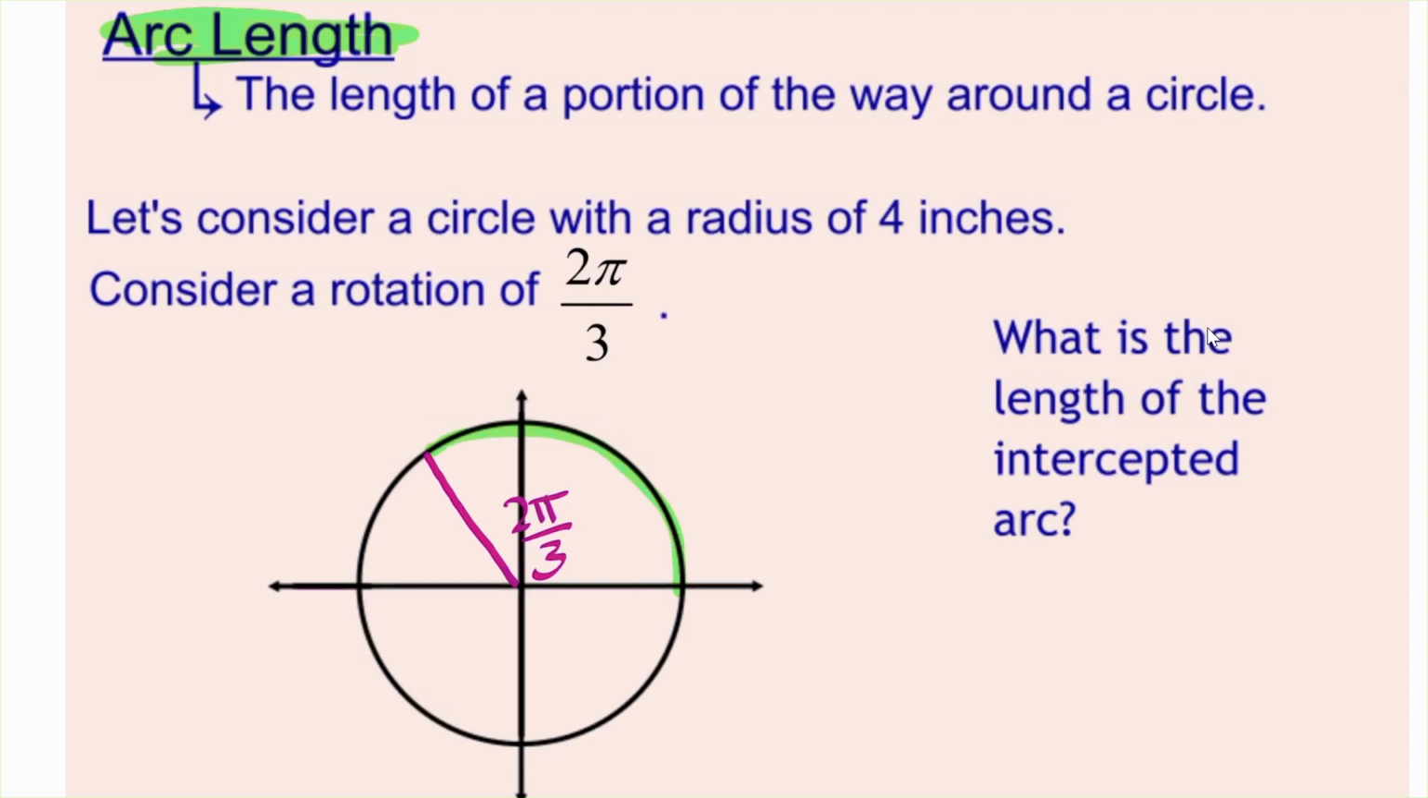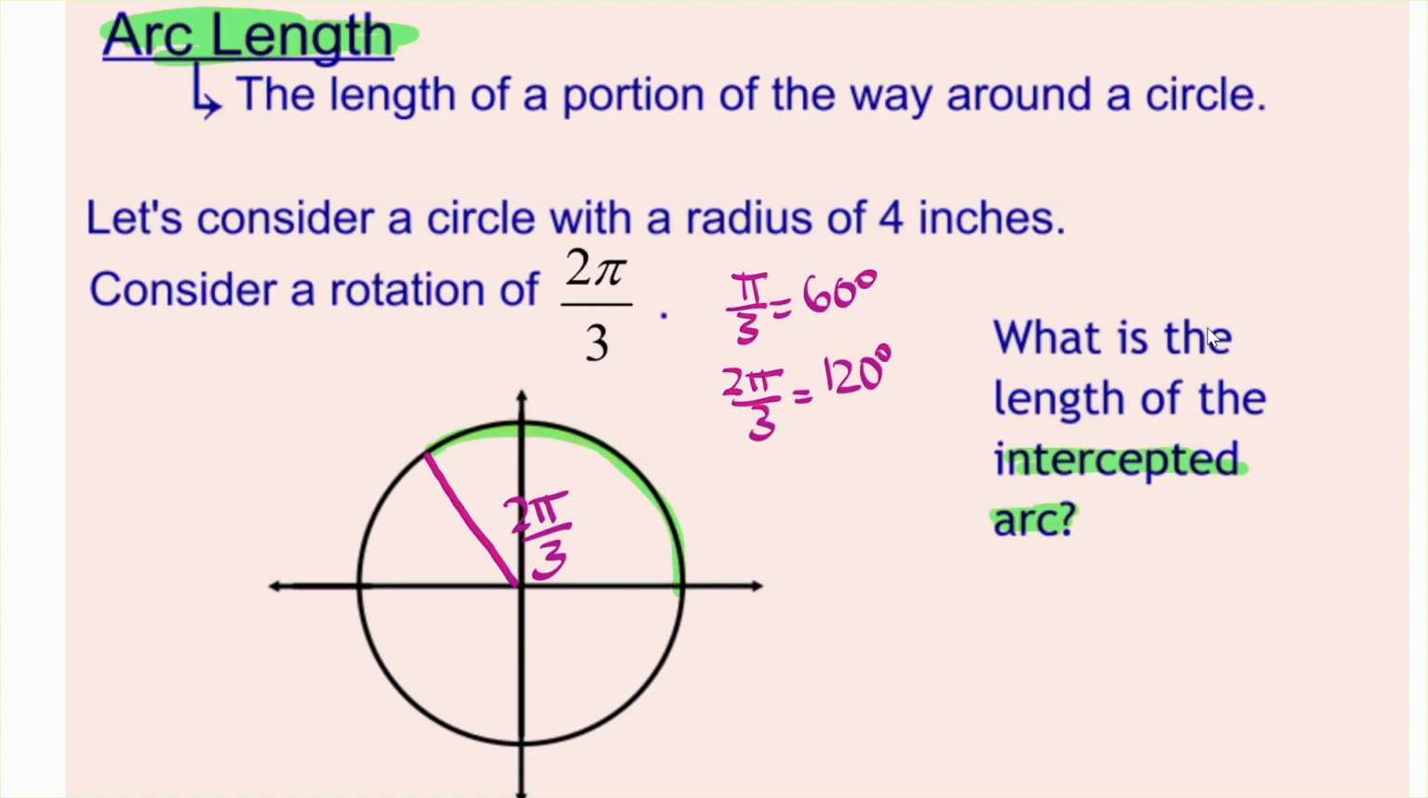And again, if you're having difficulty thinking of this in terms of radians, you can always switch it over to degrees. A pi over 3 is 60 degrees. 2 pi over 3 is twice that, so that's 120 degrees, which is approximately what I drew out right there. So I want to know, what is the length of the intercepted arc? That is what I have highlighted here in green.